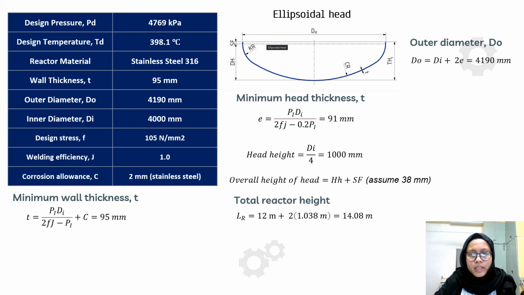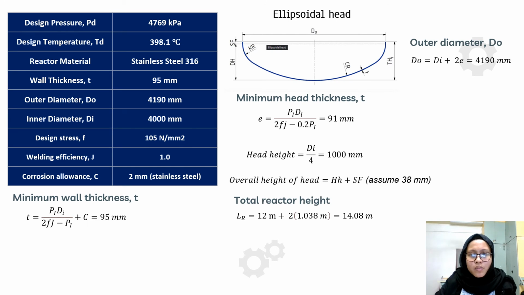Going deeper into mechanical design, the design pressure and temperature are operated at 5% higher than the working pressure and temperature for safety consideration. The wall thickness is determined by using the formula given and it is 95 mm. The head enclosure used for the reactor is ellipsoidal head since it is the most economical head which can work at a higher design pressure compared to toric spherical. The design stress is 105 Newton per millimeter square based on the design temperature.